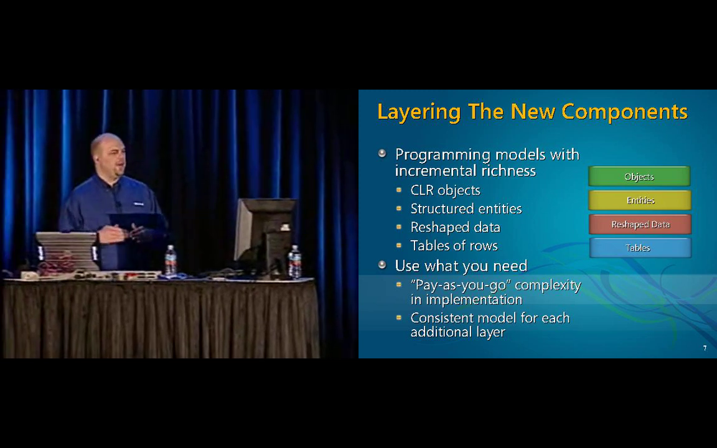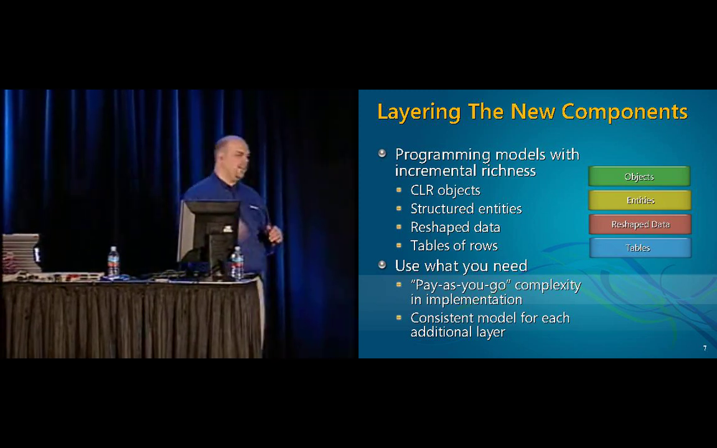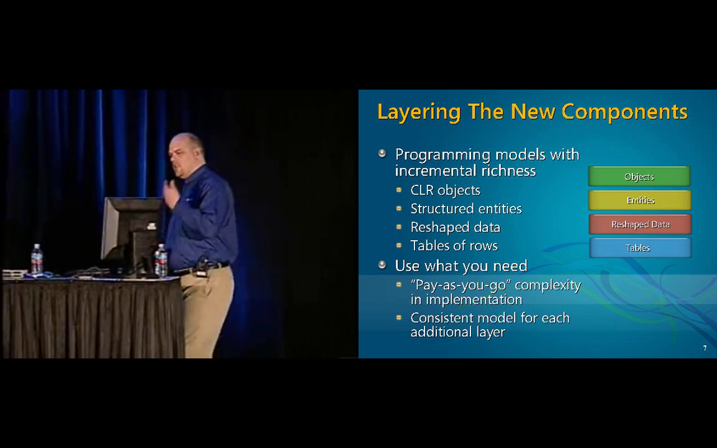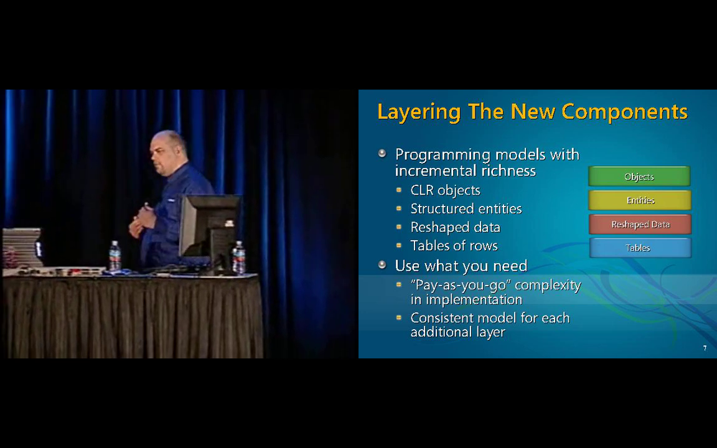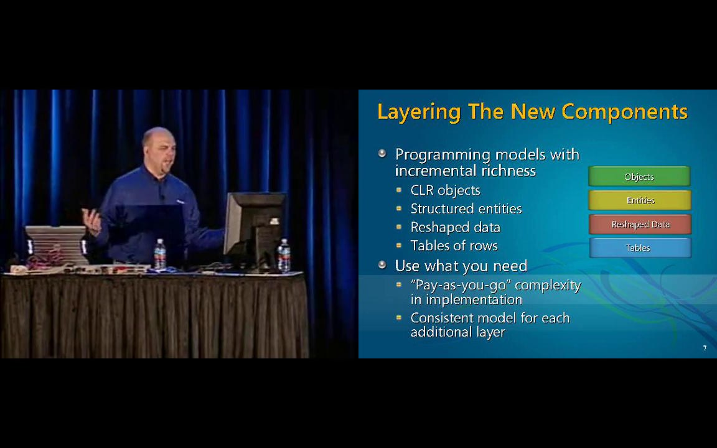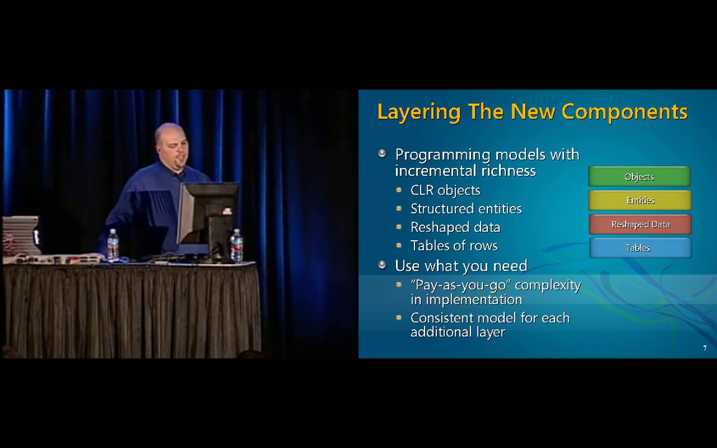One is that we really wanted a consistent model for each of those layers. So if you know what to do with tables and you find you have to use reshaped data, or you're already using entities and you'd like to actually just plug in the object model over that, those distances should not be tremendously great. It should be consistent. It should be easy to figure out how to get from one to the other.